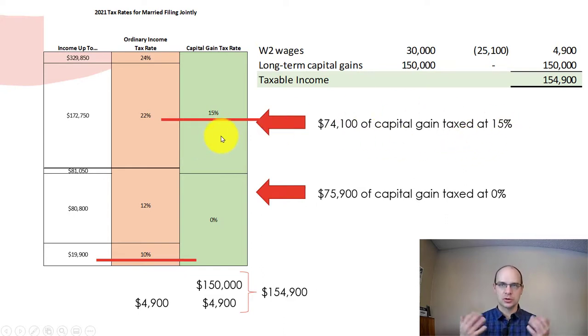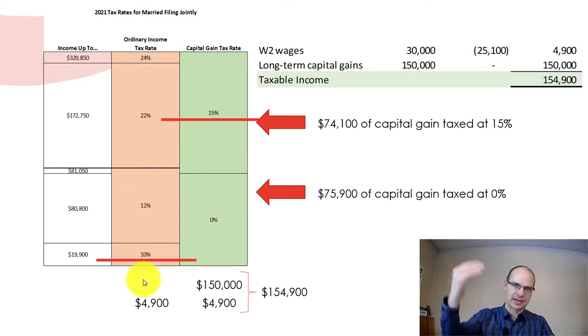Most notably, and this again directly answers the question of this video, will a capital gain push my ordinary income up into these higher brackets? And as you can see, the answer is no. Capital gains are always stacking on top and in addition to ordinary income.